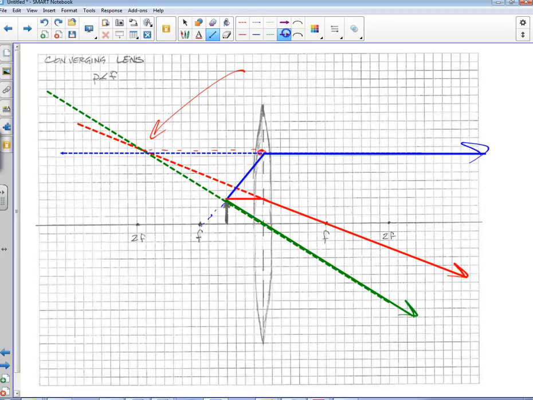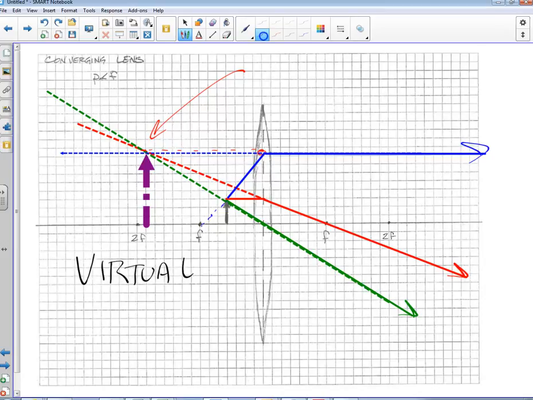And that leaves me with an image that has the following characteristics. Let's see, it's definitely virtual and upright. And indicating this is a use as a magnifying glass, it does, however, appear larger than the original, so it is enlarged.